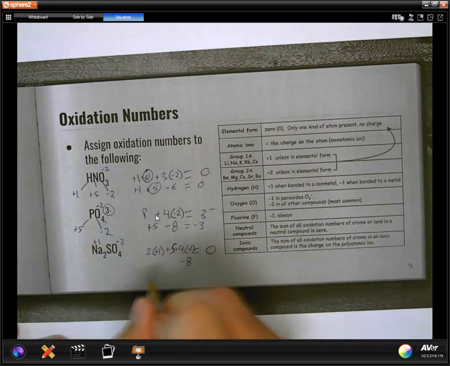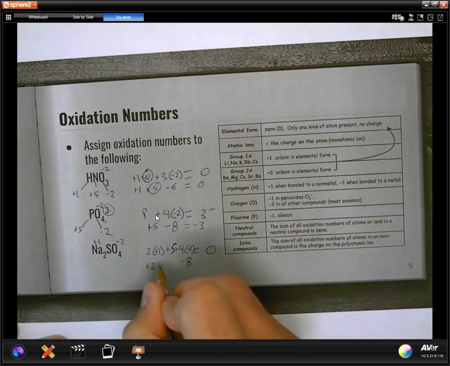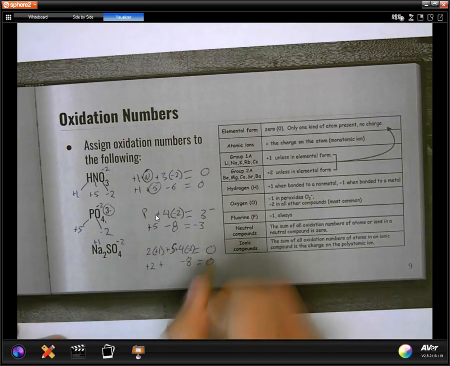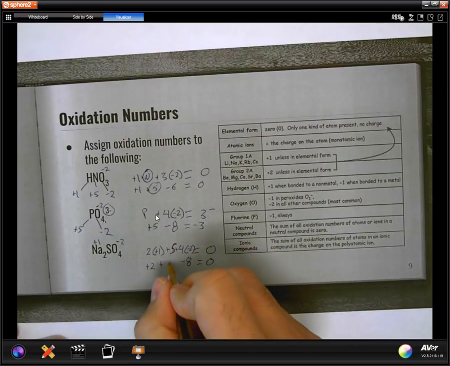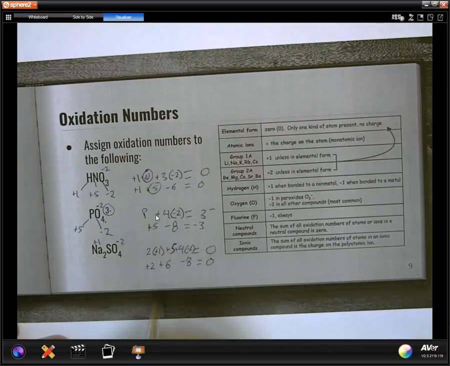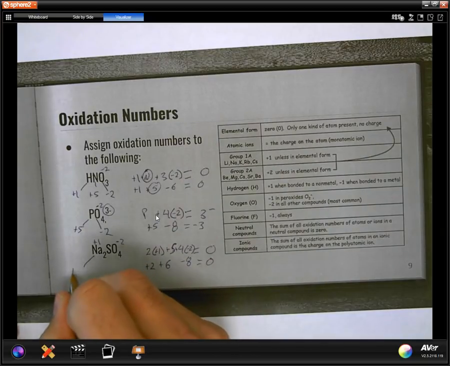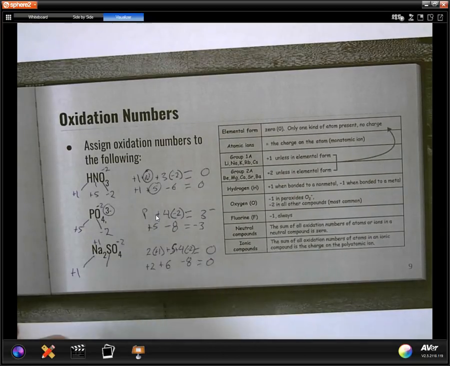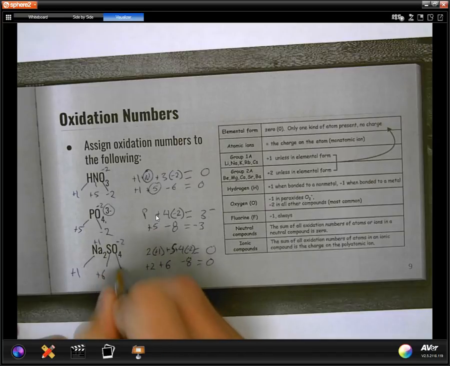So 2 times +1 is a +2. Now I just need to say, what number do I need here to make this a true statement? And again, it would be a +6. 2 + 6 - 8 = 0. So again, the oxidation number of sodium is +1. The oxidation number for sulfur is +6. The oxidation number for oxygen is -2.